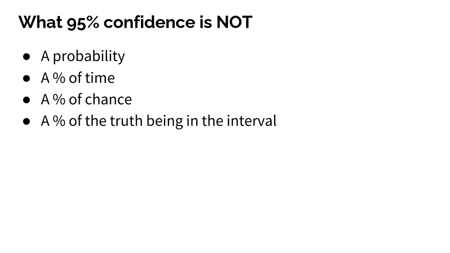Now, here's what it's not. It's not a probability. I'll get a lot of kids that say, oh, there's a 95% probability. No. Or I'll get kids that say it's 95% of the time. It has nothing to do with time. It's not like it happens in March, but not in February. Or, hey, there's a 95% chance. No, not a chance. Or kids that will say, oh, there's a 95% of the truth being in the interval. There's a 95% chance the truth is in my interval, 5% chance it's not in my interval. No, no, no. Please do not select any of those answers or write any of that down.